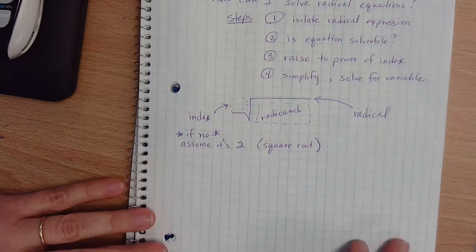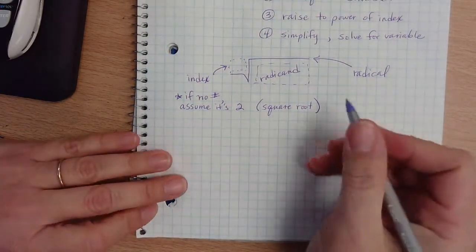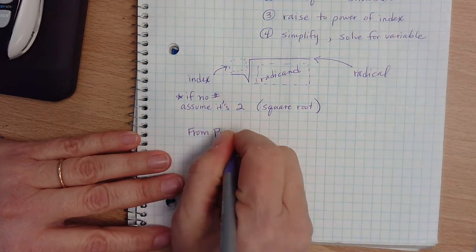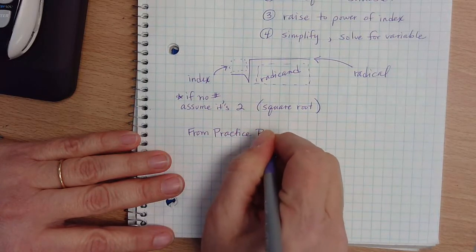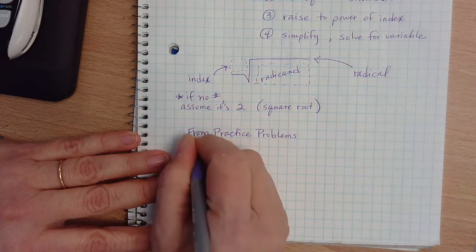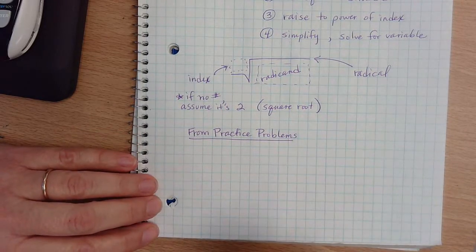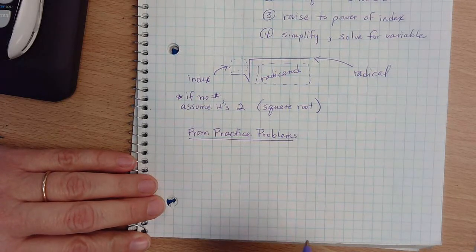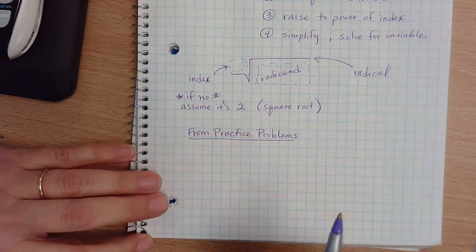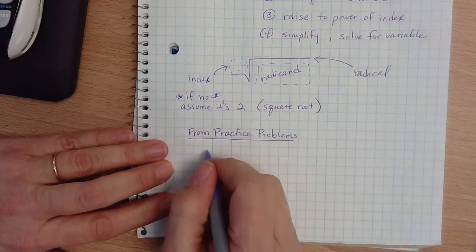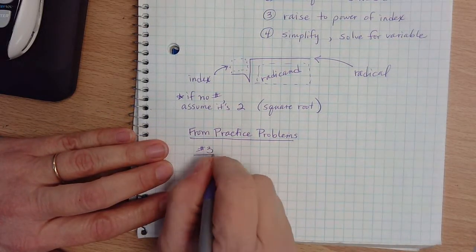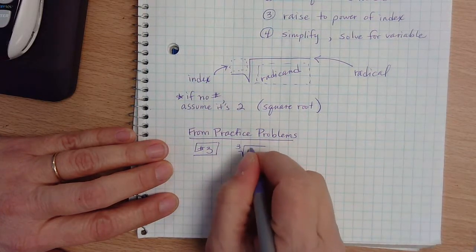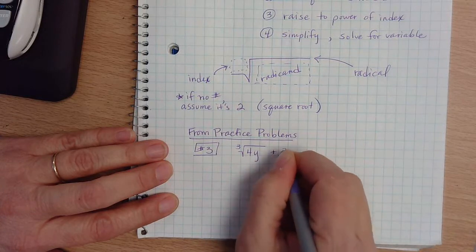I have a few examples to do with you, and I'm pulling them from your practice problems. I gave you 20 practice problems, and that's kind of a lot. So I'm going to do a few of them with you, just like I would normally do in a self-check answer sheet. So I'm going to work number 3, which is cube root 4y plus 3 equals 5.